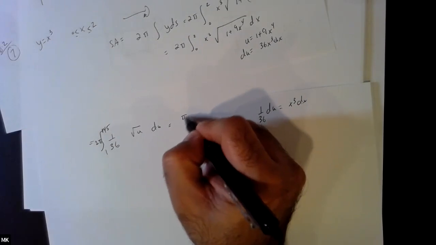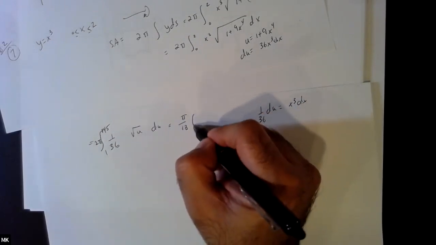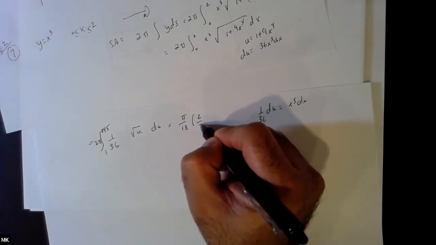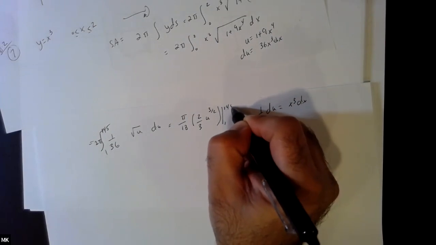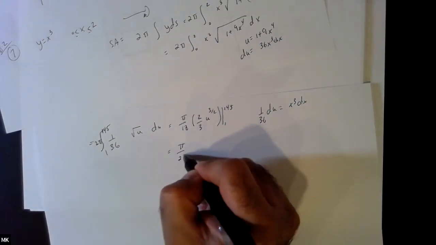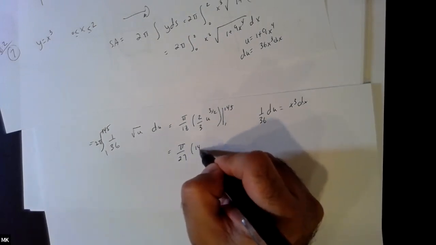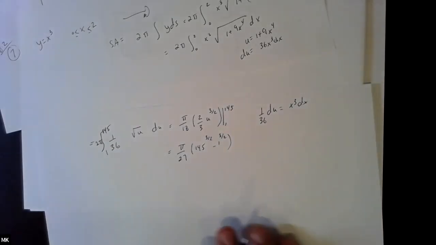So I get pi over 18, integral of u to the 1/2. The answer there would be 2/3 u to the 3/2 from 1 to 145. So pi over 27 times 145 to the 3/2 power minus 1 to the 3/2 power. And you can let the calculator help you with that.